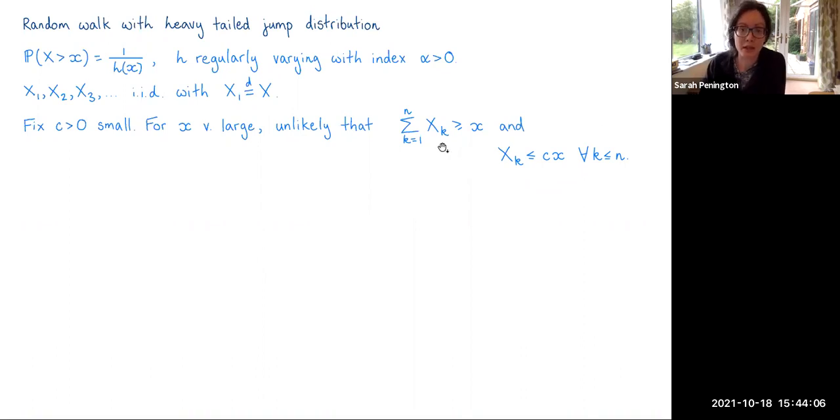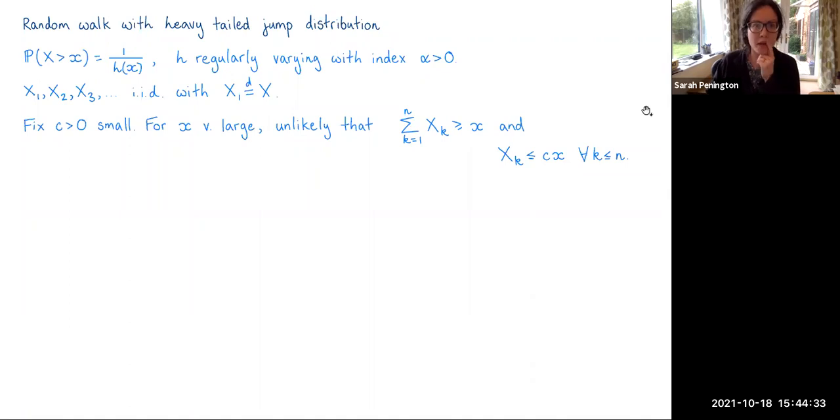So this is just the position of a random walk after n steps. We're saying it's very unlikely that the random walk moves more than distance x in n steps, but none of the individual jumps are... all of the individual jumps are smaller than a small constant times x. And of course, you have to have a suitable x and a suitable n.